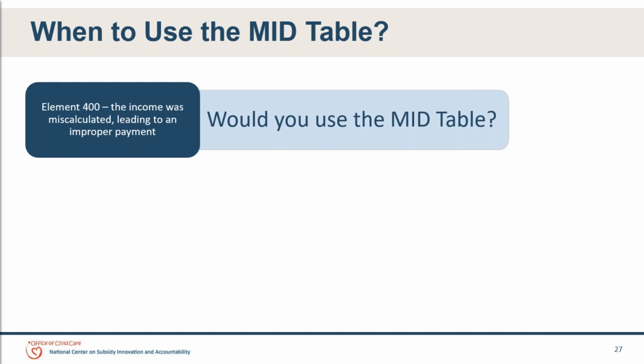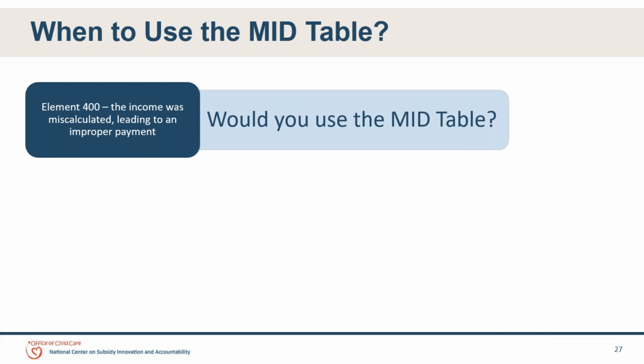All right, next example, element 400. The income was miscalculated, leading to an improper payment. Would you use the mid table? And actually, when I look at this now, because I see some people saying yes, some people saying no, I could see how this is a little bit ambiguous, because usually when we think of income miscalculation, it's not because of mid, it's because of just doing the math wrong or typing in something wrong.